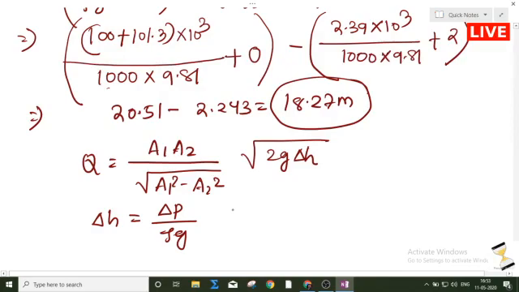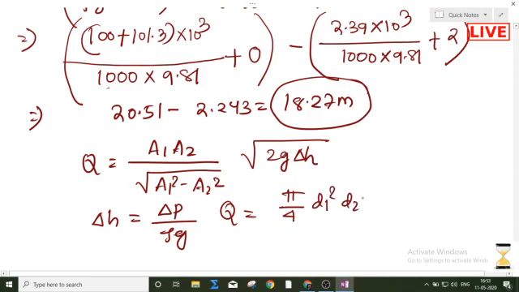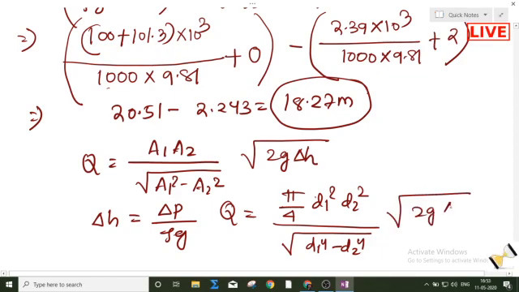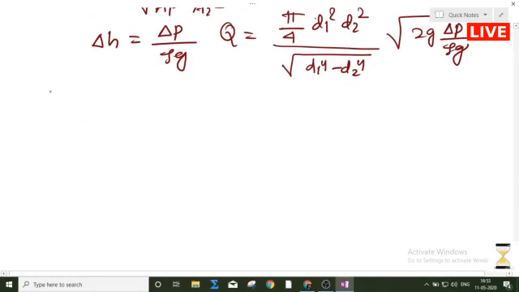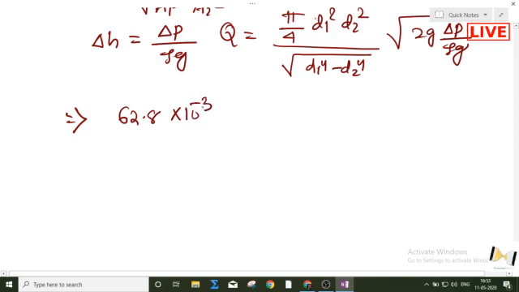Now I can put the discharge equal to pi by 4 d1 square into d2 square divided by d1 to the power 4 minus d2 to the power 4, into 2g into del p by rho g. Now this Q is given to us. The value of Q is 62.8 into 10 to the minus 3.